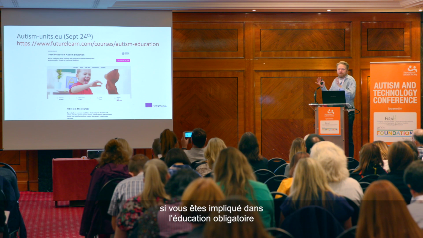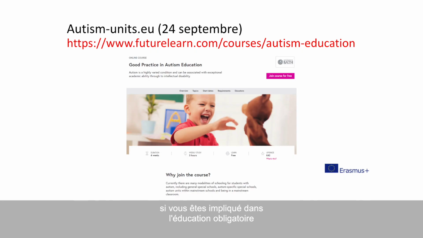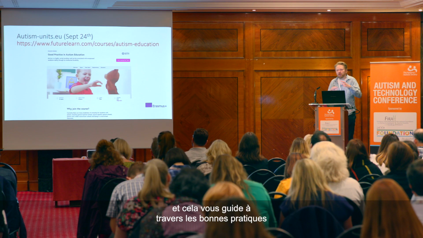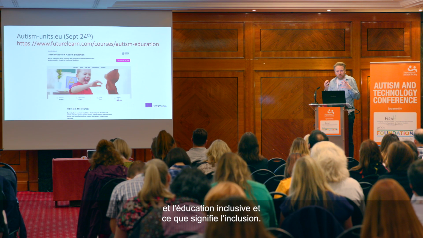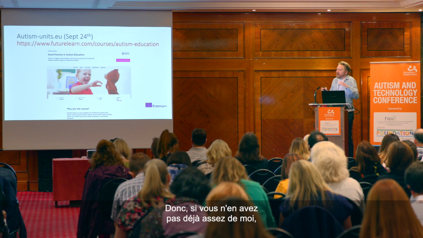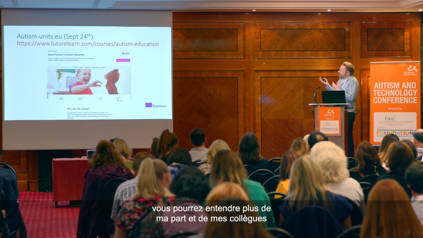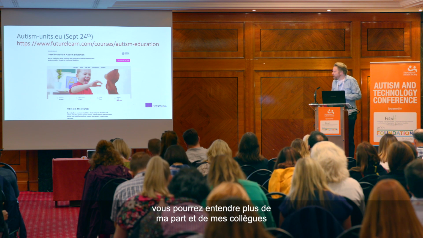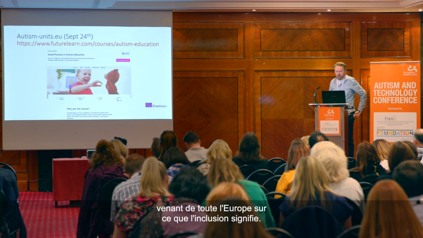So my final plug is that we have another MOOC that's looking at good practice in autism education. So if you are involved with compulsory education, kind of 5 to 15, there's a free online course that will be starting next Monday. That's run through Future Learners, all free, again funded by Erasmus, that takes you through good practice in autism education and what inclusion means. So if you haven't had enough of me already, you can get more of me and colleagues from across Europe on what inclusion means.